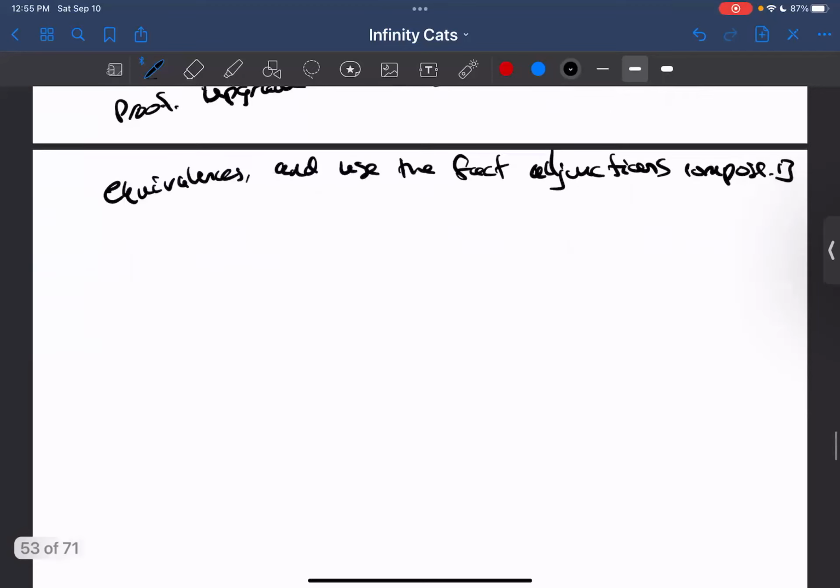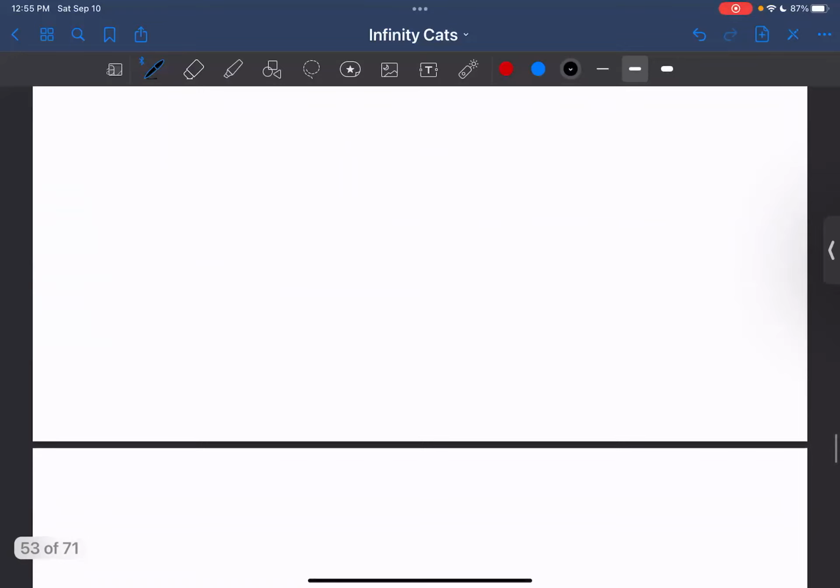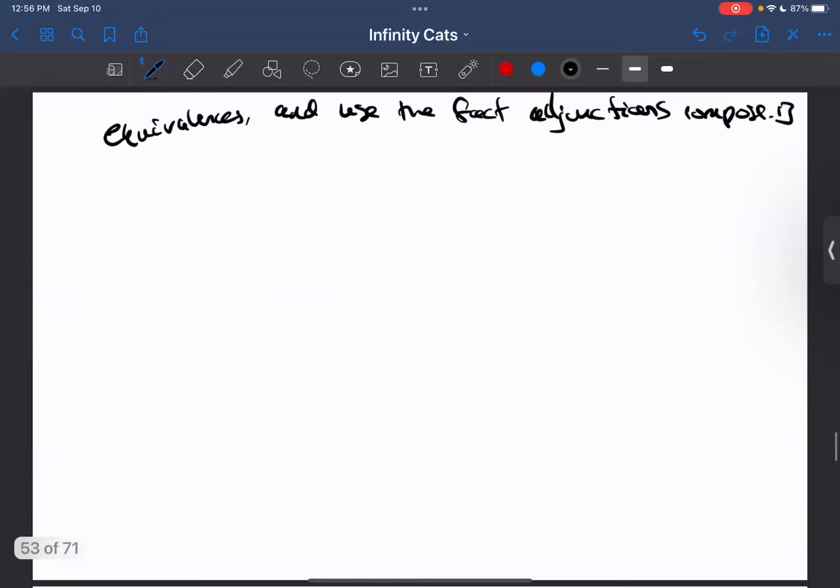All right, so that's about all we have for adjunctions right now. So now it's on to limits and colimits valued in infinity categories.